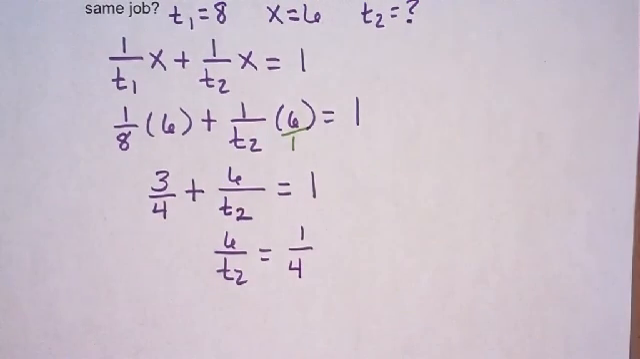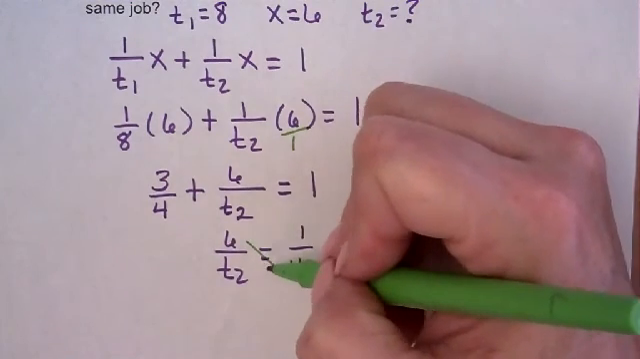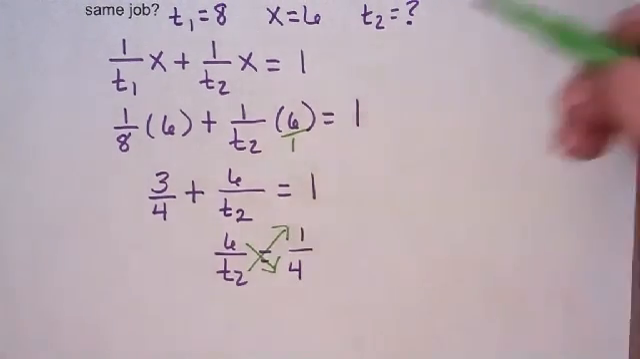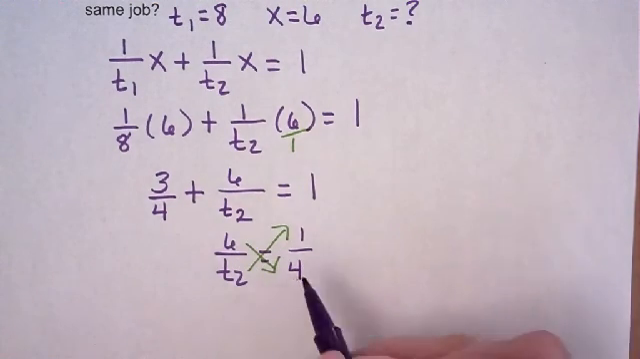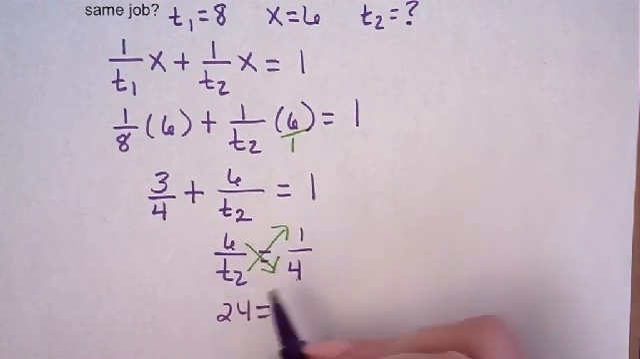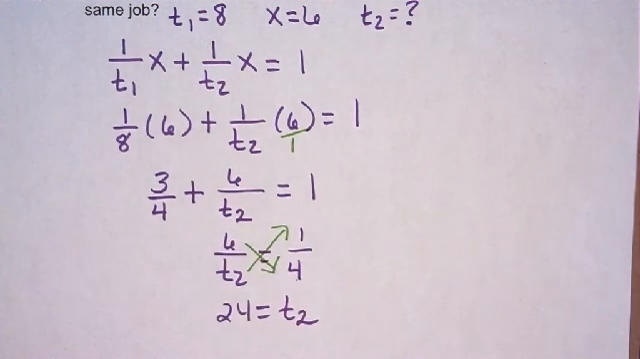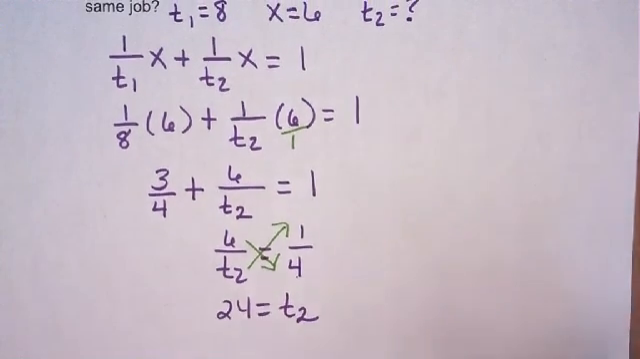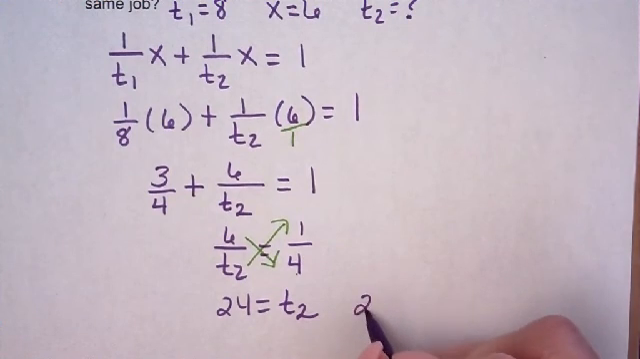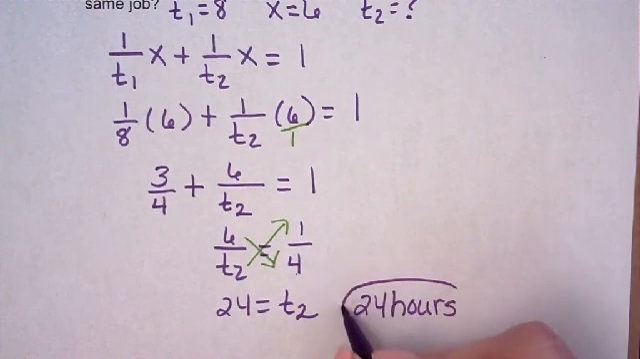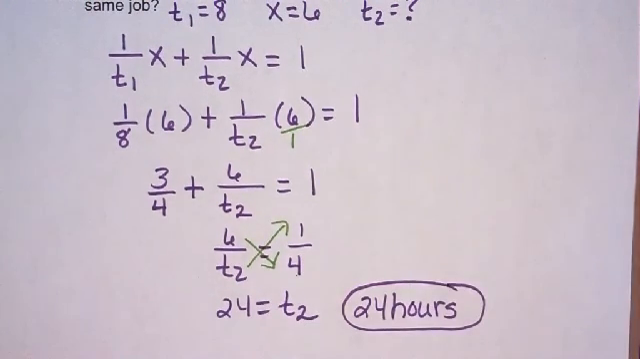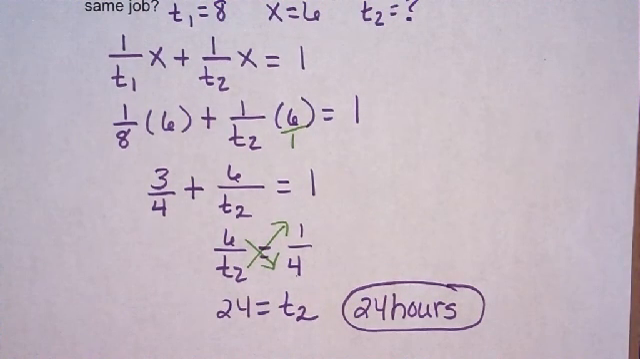Now, when I look right here, I notice something. This is a proportion. Just like that. And I can cross multiply just like I learned in 7th grade. So 6 times 4 is 24. 1 times T sub 2 is just T sub 2. Now that I've solved that for T sub 2, what is that telling me? It tells me it's going to take that second, slowest machine 24 hours to do the same job that the fast machine could do in 8 hours, or the two of them together could do in 6 hours.